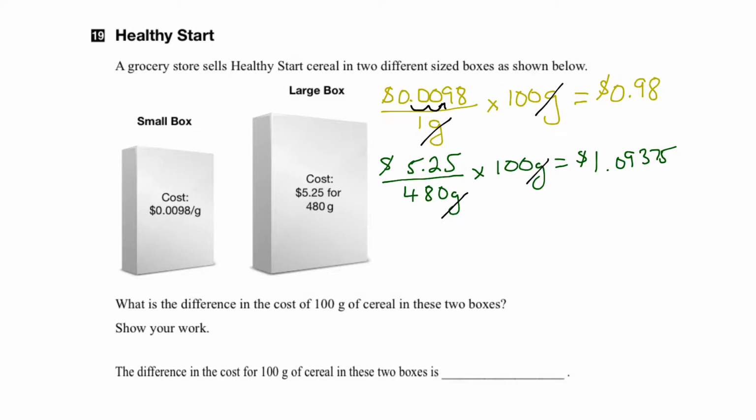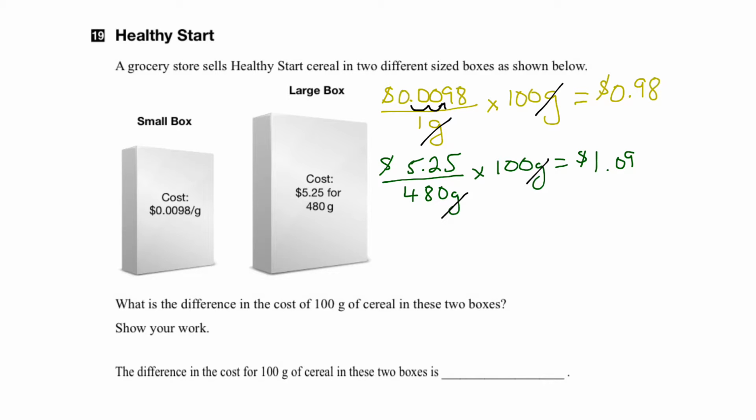Now for money we deal in dollars and cents, so really what we're going to do is round to the nearest penny. So in this case the 3 here is less than 5, so we just round down and get rid of this, so it's $1.09 for the cost of 100 grams of the cereal in the large box.